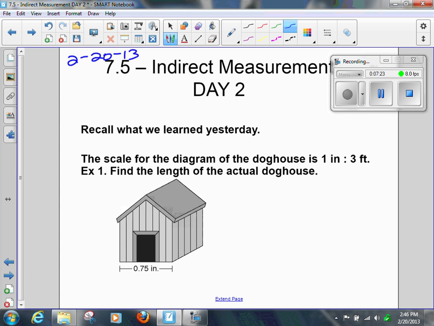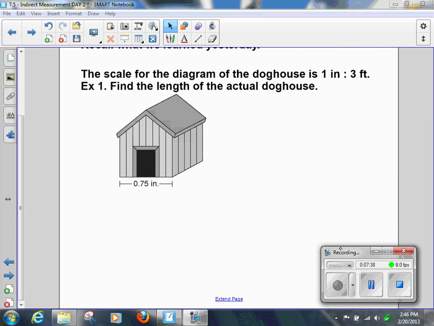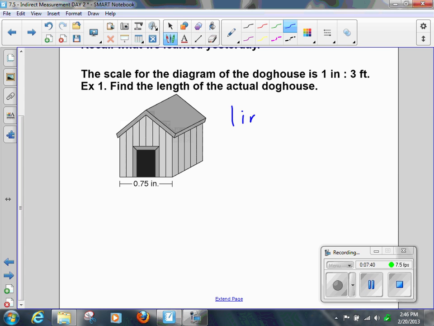The scale for this diagram, for this doghouse, is 1 inch to 3 feet. Find the length of the actual doghouse. Let me move this so you can see. Tell me what we're going to do. 1 inch to 3 feet. Why does 0.75 go on top? Because it's in inches over x. Hey, cross multiply that up real quickly. Go get it.